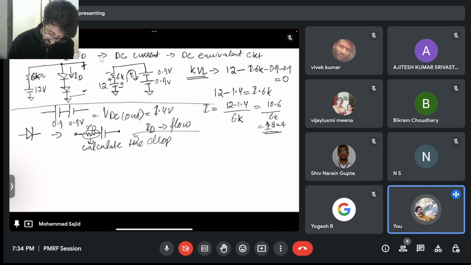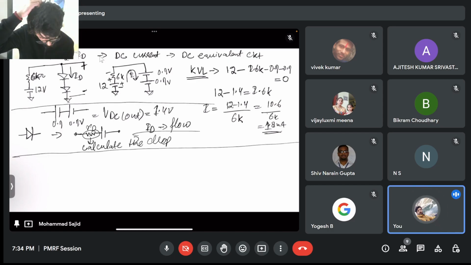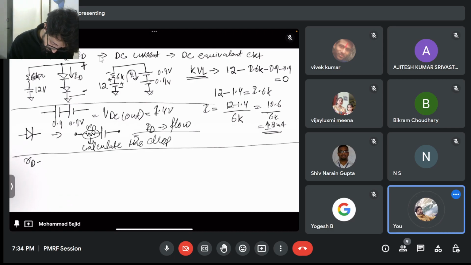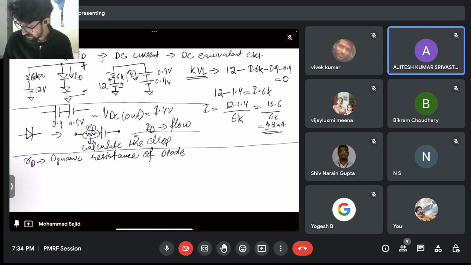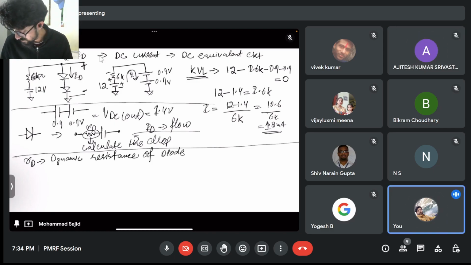Right. Now let us derive what this RD is. You know what this RD is? This is the dynamic resistance of the diode, right? Do you know how we get this expression? Can anybody suggest how I can get this expression for RD? VT divided by ID. Okay, so what we do is that we differentiate the diode current, right?